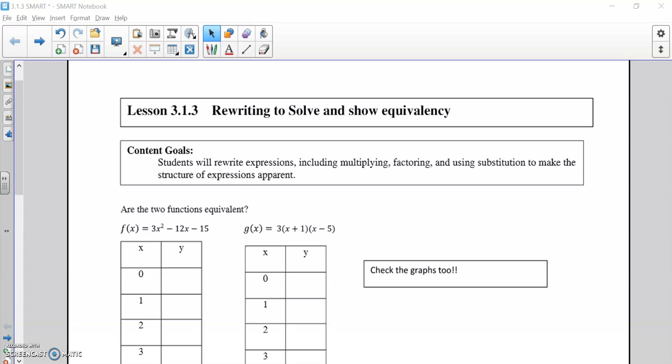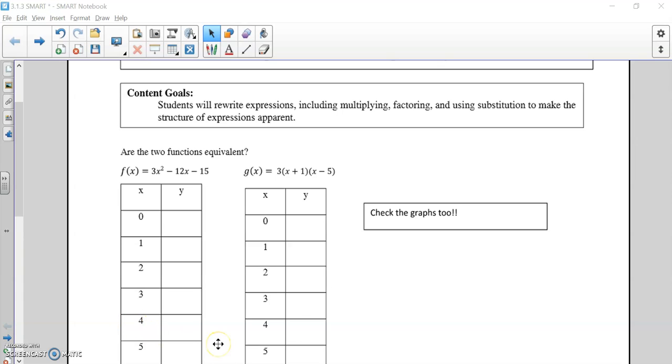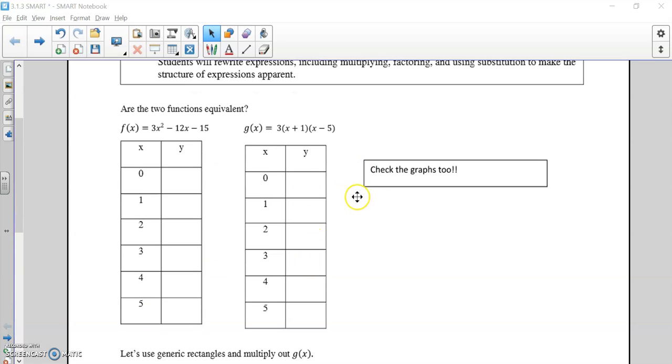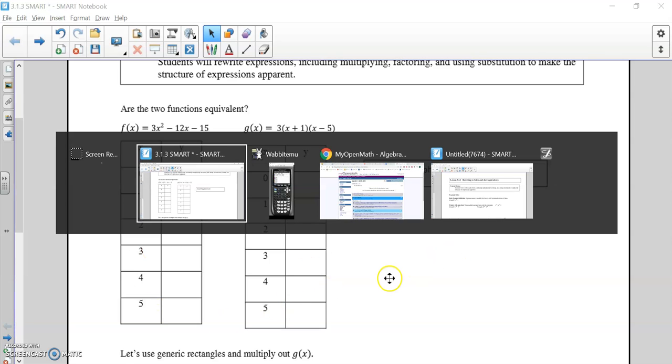We are going to still continue with rewriting to solve and showing whether two functions are equivalent. There's just a few slightly new things that we're going to talk about today. First, let's go ahead and do something we've already done before, which is graph the functions to see if their tables seem to be equivalent.